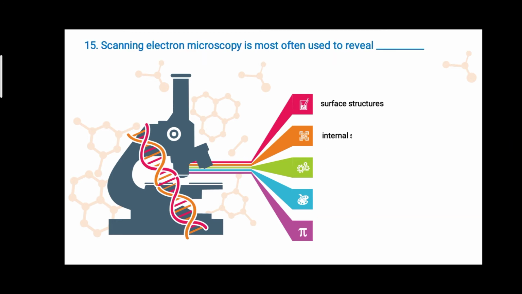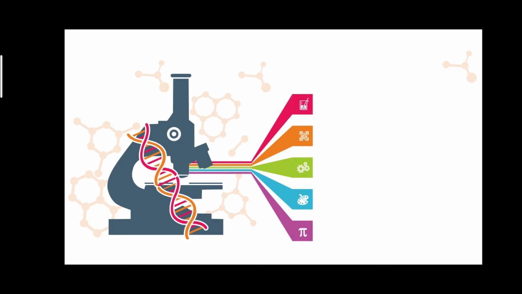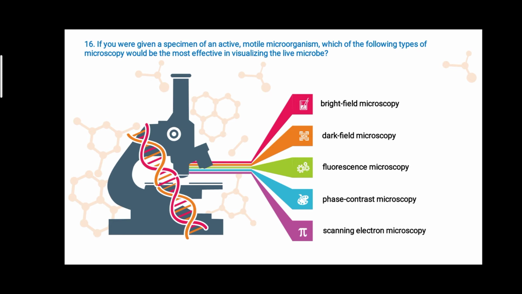Scanning electron microscopy is most often used to reveal dash. Internal structures. If you were given a specimen of an active motile microorganism, which of the following types of microscopy would be the most effective in visualizing the live microbe? Phase contrast microscopy.